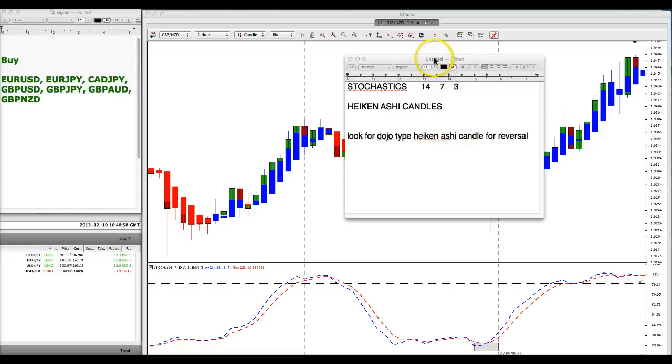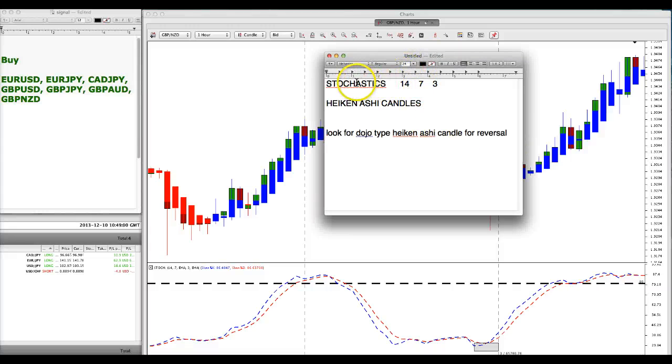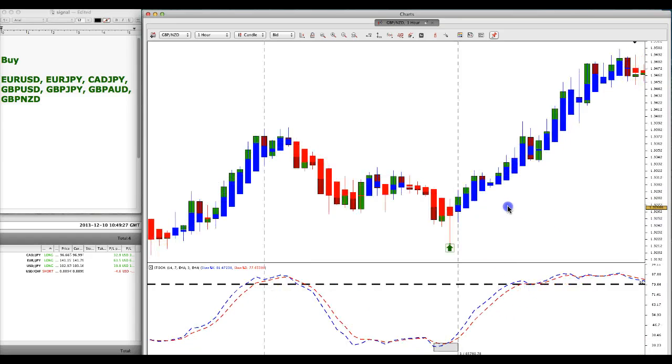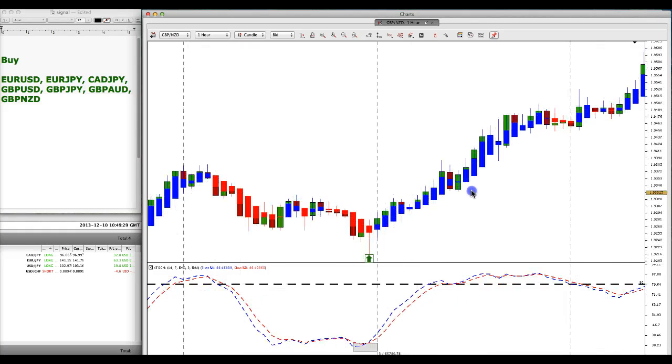So to recap, we have the stochastics indicator 14, 7, and 3, and I use the EMA indicator. Heiken Ashi candles. Look for a doji type Heiken Ashi candle for reversals, and that's a doji type candle right here. A wick to the bottom, a wick to the top. Stochastics oversold. A change in color, bullish color, and there's your trade.